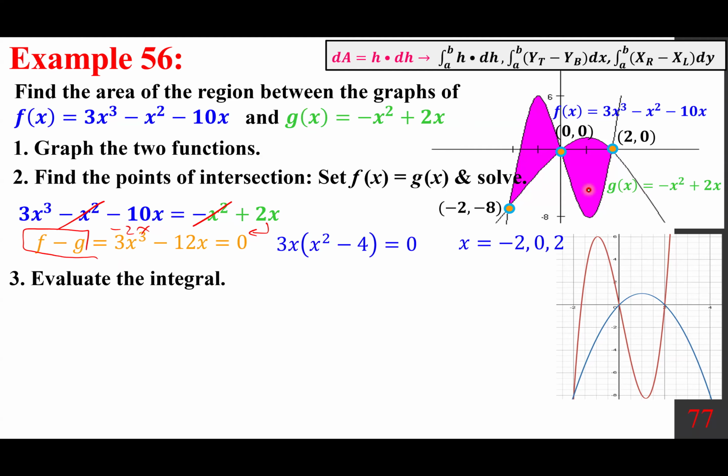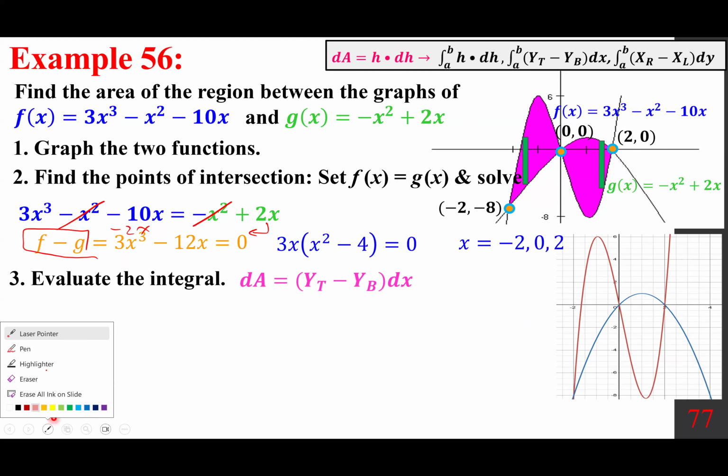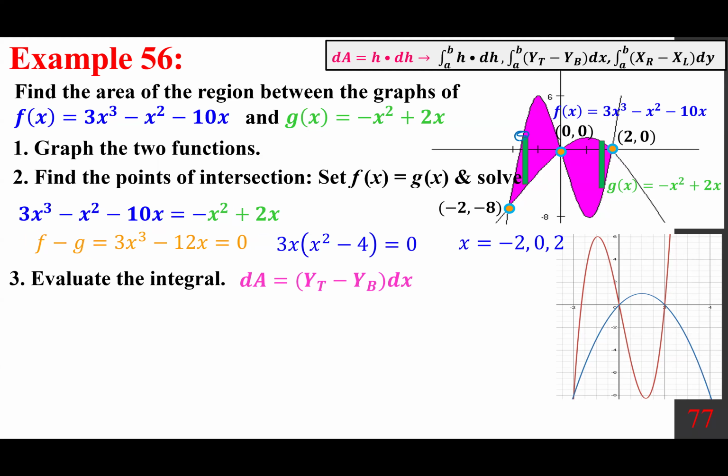So if you want to evaluate the integral, so dA is y of the top minus y of the bottom times dx in both cases. However, in this case, f is at top. In this case, g is at top. That's all I want you to notice. So in this case, maybe I use a different color. Whereas this case, the curve at top is the parabola. Okay, so that's the difference.